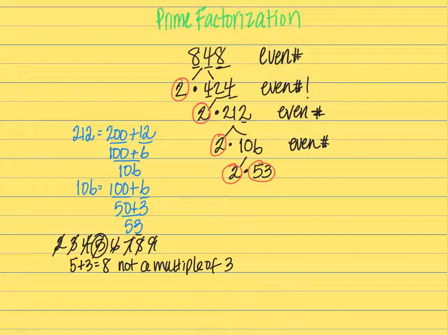So now I factored it into its prime factorization, but I need to write it using exponents. So this would be exponential form. I look at how many times 2 repeats, and it repeats 1, 2, 3, 4 times. So that would make it 2 to the 4th times 53. And that would be the prime factorization of 848 in exponential form.